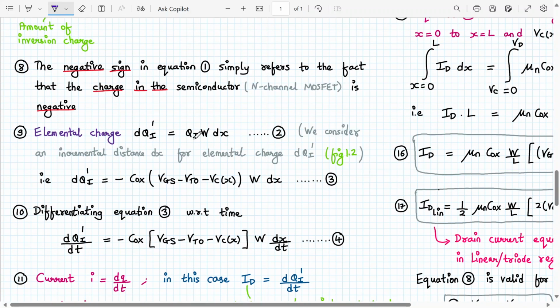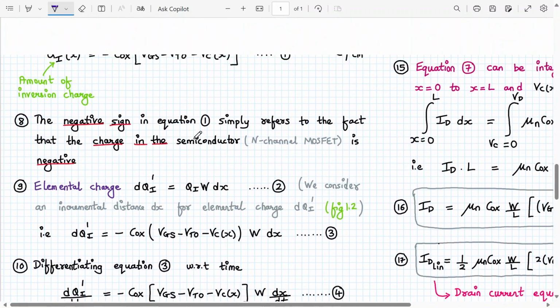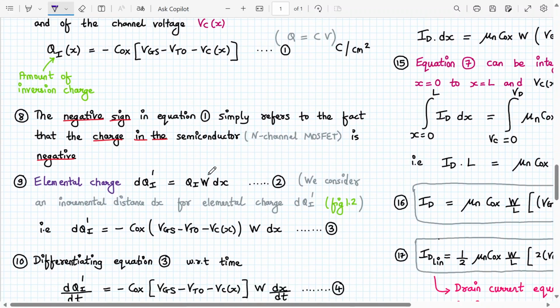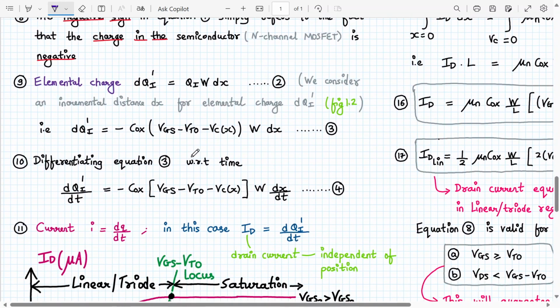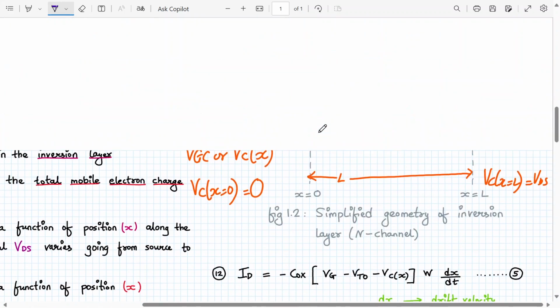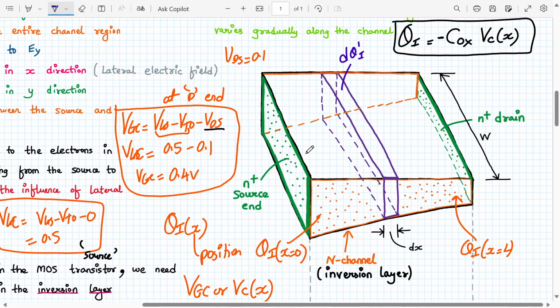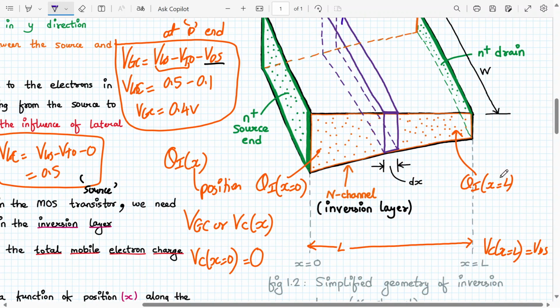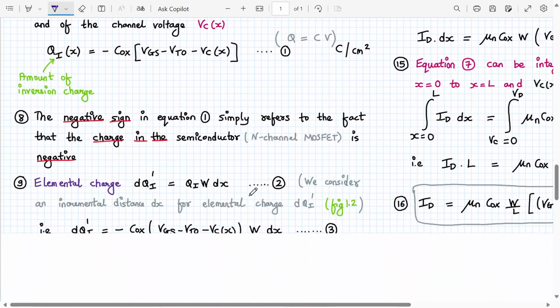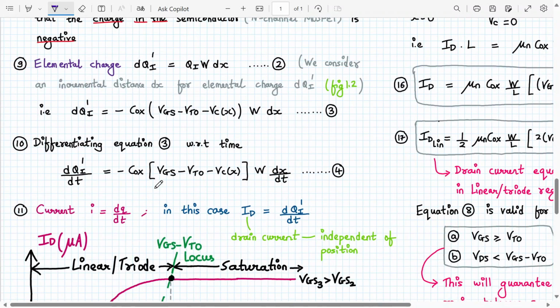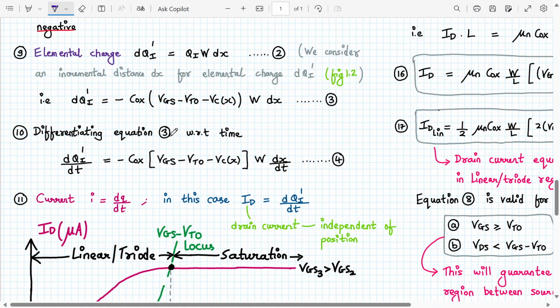Now qi we substitute from equation number 1 over here: minus Cox (VGS minus VTO minus Vc of x) w into dx. Now we differentiate, as I told you. Now we have considered this elemental strip. Now we'll integrate from x equal to 0 to x equal to L, to find the area. So right now we are differentiating and then we'll take the integral.